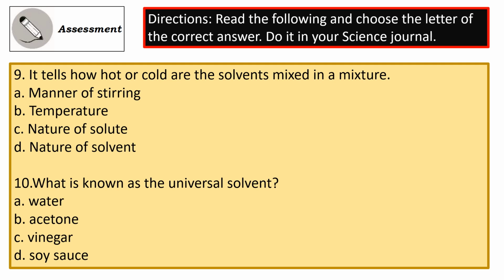For number 9, it tells how hot or cold the solvents mixed in the mixture are. A. Manner of stirring. B. Temperature. C. Nature of solute. D. Nature of solvent. Number 10. What is known as the universal solvent? A. Water. B. Acetone. C. Vinegar. Or D. Soy sauce.